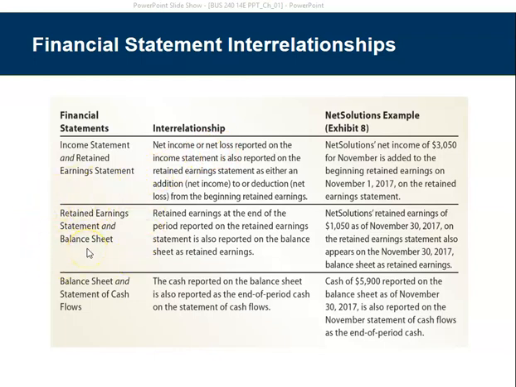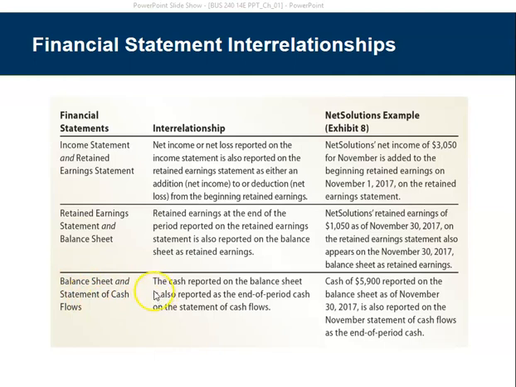Then we have a relationship between the retained earnings statement and the balance sheet. If you recall, the end game of the retained earnings statement was to determine current retained earnings at the end of the period. Well, if we go back to the balance sheet and think about the stockholders' equity portion, we would see that retained earnings is one of the two main components of stockholders' equity. So we have to have that ending retained earnings before we can produce our balance sheet. And then we finally have one more: the balance sheet and statement of cash flows.